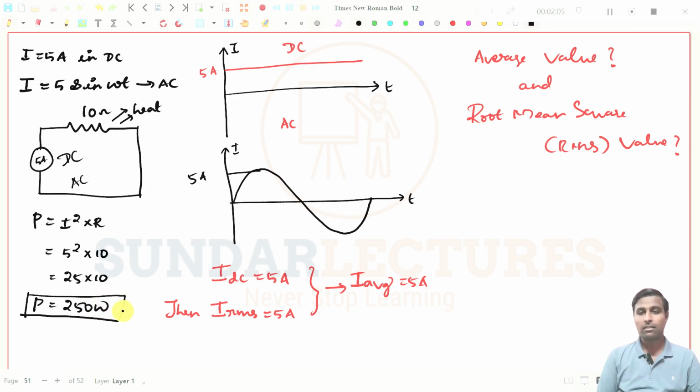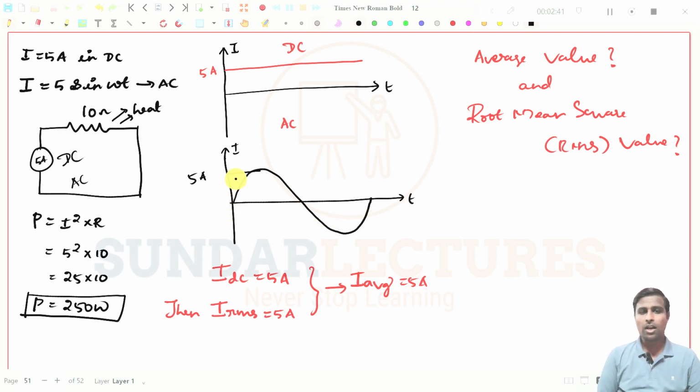The answer is that this 5 sin omega t will not dissipate 250 watts like the DC 5 amperes. Why? In DC, we can directly see that the amplitude is not changing with respect to time. So always 5 amperes is flowing to the 10 ohms resistor. But if it is an AC source, 5 sin omega t, then it will be like this. Maximum 5 is here, negative maximum 5 is here. At this instant it is 0, and at this instant it is 0.